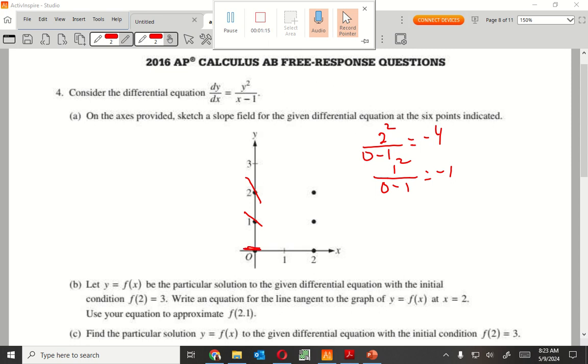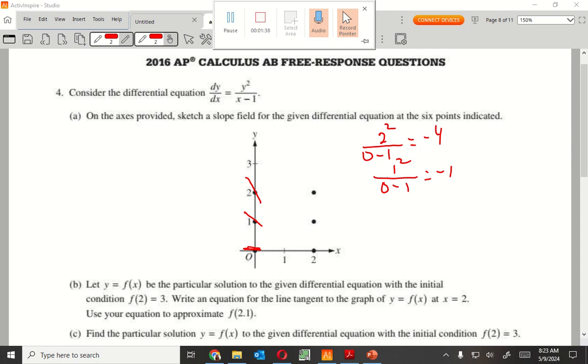Okay, right here at 1. So what's going to happen special at 1, when x is 1? Undefined. 0 on the bottom, right? 1 minus 1 is 0. That's undefined, so this does not exist. That whole line does not exist. So there are no lines there. That's undefined.